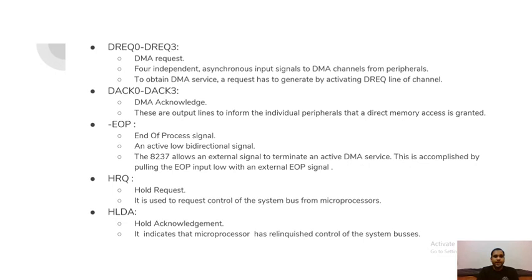EOP, it is end of process signal. It is an active low bidirectional signal. The 8237 allows an external signal to terminate an active DMA service. This is accomplished by pulling the EOP input low with an external EOP signal. HRQ, it is hold request signal. It is used to request control of the system bus from the microprocessor. HLDA is hold acknowledgement signal. It indicates that the microprocessor has relinquished the control of the system buses.